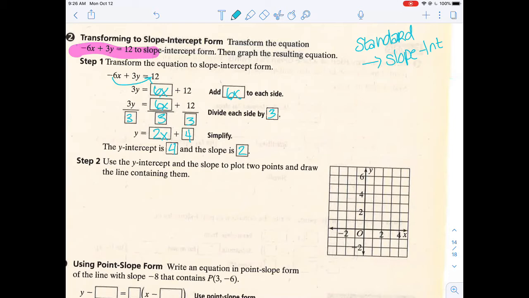Okay, so then we can use that information to graph this line. So if we know the y-intercept is 4, it crosses y at 4. We know the slope is 2, so we go up 2 over 1, or down 2 to the left 1. And you do that a couple times, you get several points, and then you can draw your line through these points. And there we go. Okay, remember, slope is always rise over run. 2 is the same as 2 over 1, so we go up 2 to the right 1.